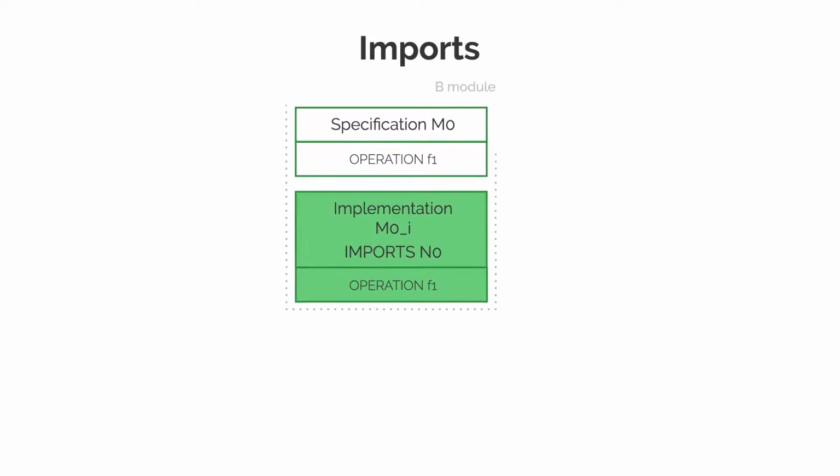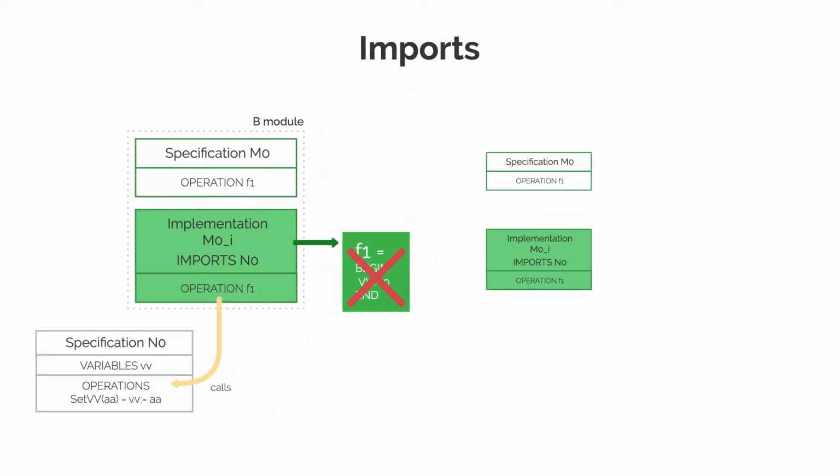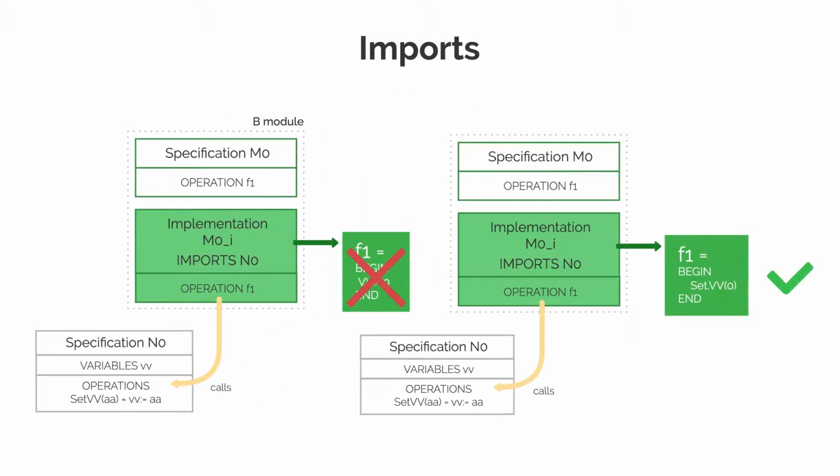The variables of an imported machine M have to be modified in the implementation by the operations of the imported machine M. In our example, F1 cannot modify the variable VV directly. Instead, the setVV operation has to be used.